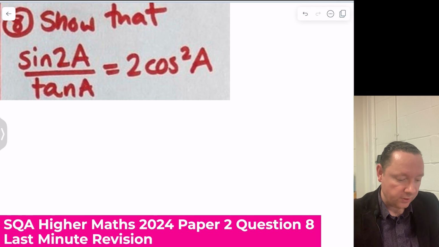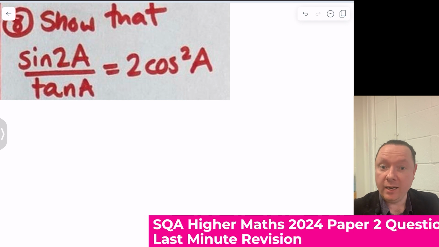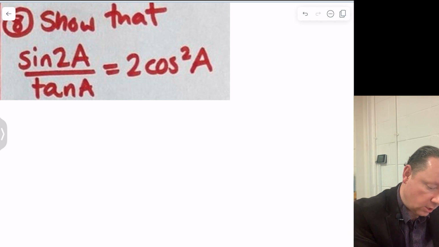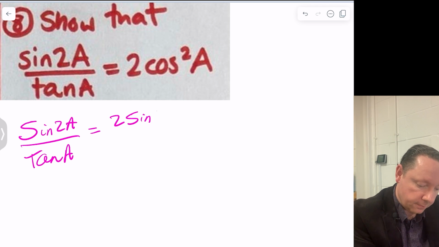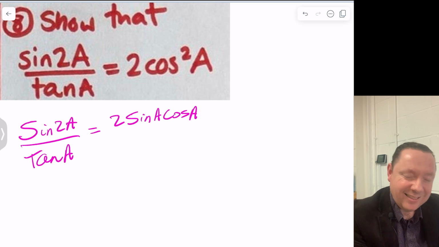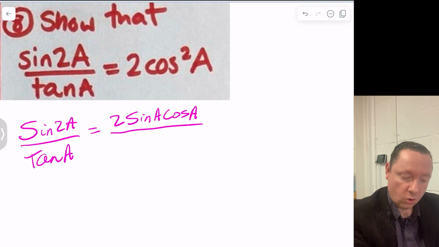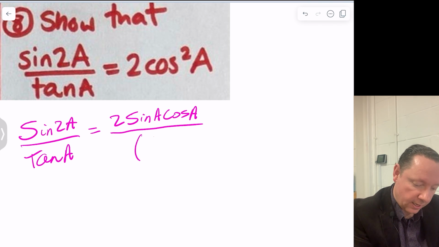Question 8. Show that sine 2a over tan a is 2 cos squared a. Usually I stick to the left hand side and try and turn it into the right, so that's what I'm going to do. So let's start off with sine 2a over tan a. Well, sine 2a, from the start of the exam paper, is 2 sine a cos a. And tan a, well, I need to get rid of that tan because there's no tan on the right hand side. Well, tan is sine over cos from National 5. So divided by sine a over cos a.